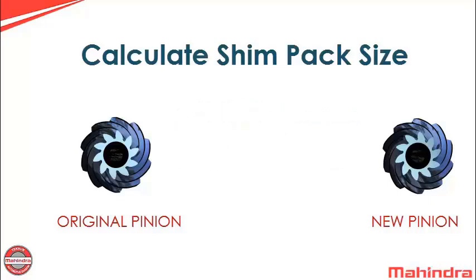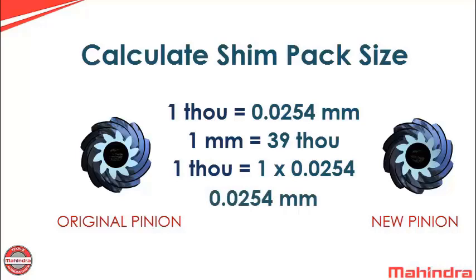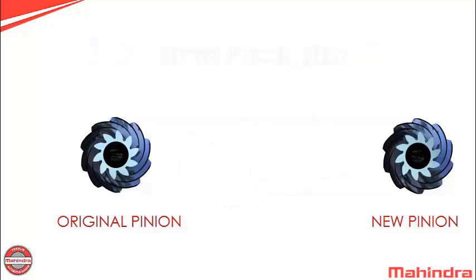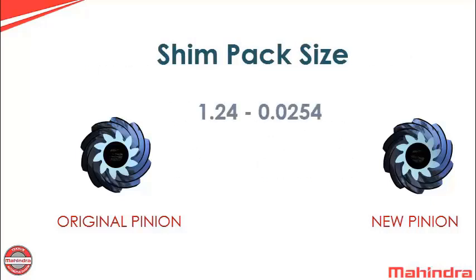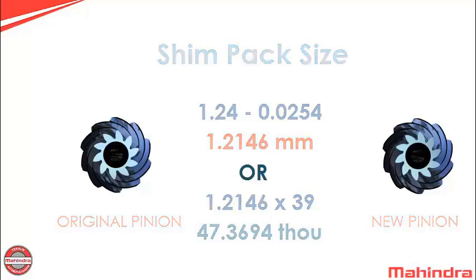Convert thou in millimeters. 1 thou is equal to 0.0254 millimeters and 1 millimeter is equal to 39 thou. That is 1 thou is equal to 1 into 0.0254, that is 0.0254 millimeter. Final shim pack size is 1.24 minus 0.0254, that is 1.2146 millimeters, or 1.2146 into 39, that is 47.3694 thou.